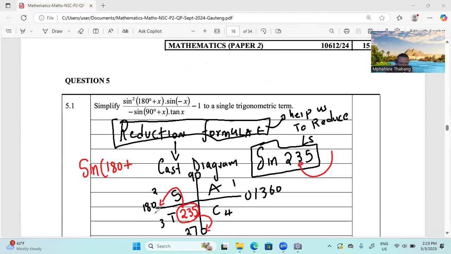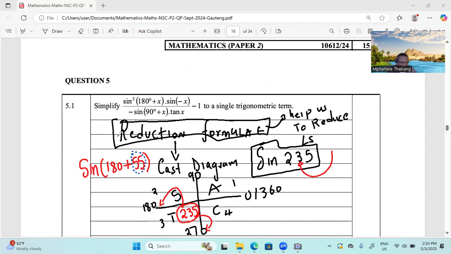How much am I adding? If I add 20, I'm at 200. So I have to add 35 more, so it's going to be 55. So it's 180 plus 55. Now, the angle of focus, guys, will be 55. This is the angle which I'm going to focus on because it's the angle below 90 degrees.